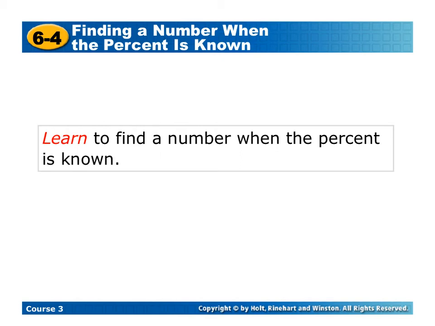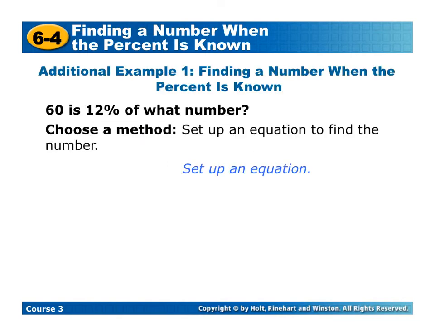Alright, so today we're going to be taking a look at learning how to find a number when the percent is known. This is going to be directly related to our previous lesson when we were finding a percent. Like I was saying, when we're looking at information like the previous lesson, we're really setting up the same things. It's just different aspects are going to be missing at different times. So here we have 60 is 12% of what number?